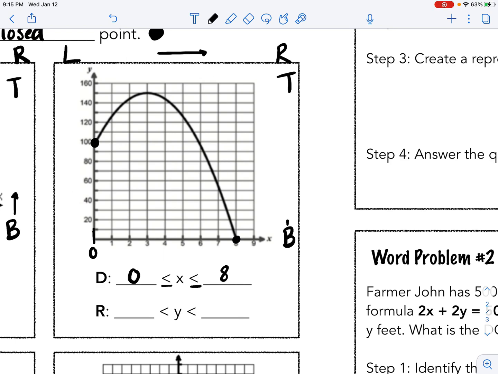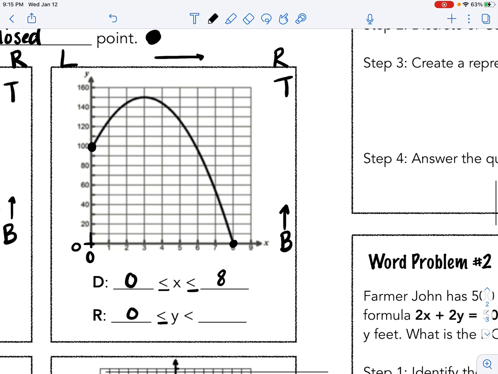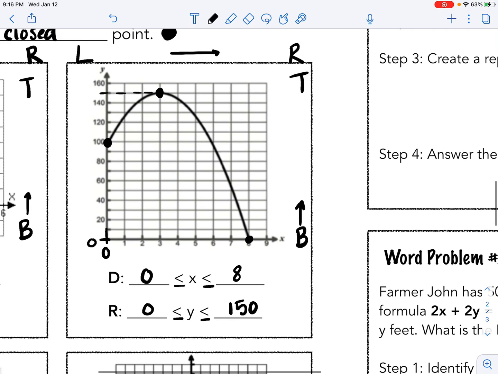Next, for the range, we're going to go bottom to top. So starting from the bottom, that bottom number is at y equals 0. It's closed, so I need a line. And I have to go all the way to the top of my graph, which is actually at the vertex of this quadratic, or this parabola. And the y value here is at 150. Again, since there is no dot there, it is going to be closed.